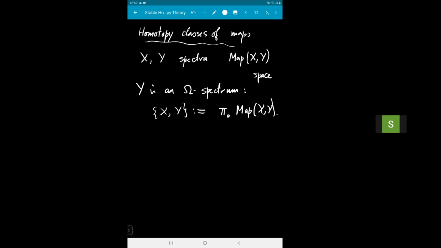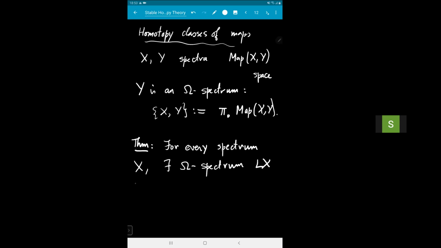And then I should state a theorem. This theorem says that for every spectrum X, there exists an omega spectrum LX plus a map of spectra from X to LX, which is a weak equivalence.